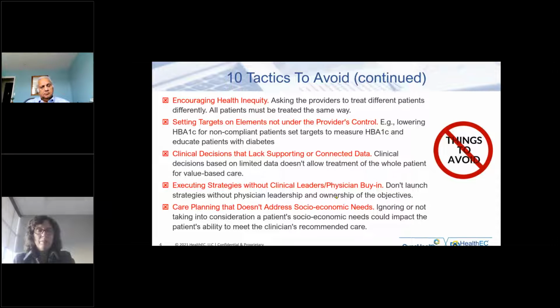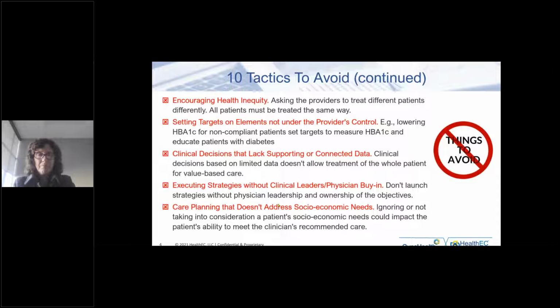Clinical decisions that are based on limited data don't allow treatment of the whole patient for value-based care. So really, we need connected data. We need to be able to make a change that will really go across the value spectrum.